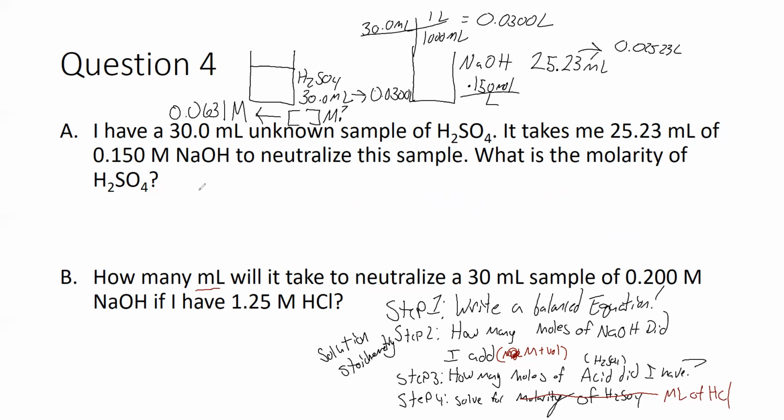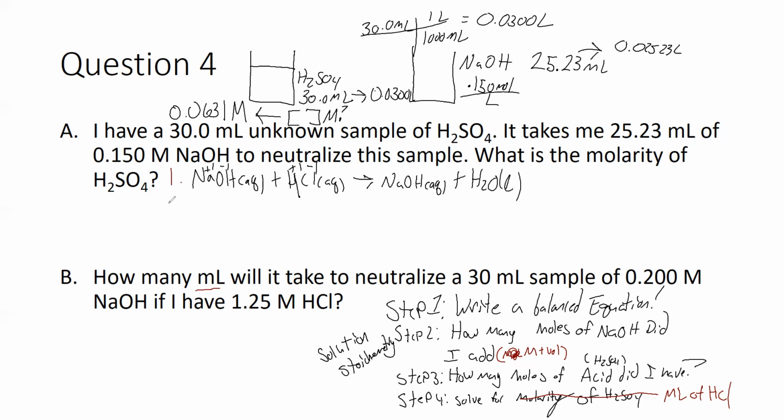So step 1, write a balanced equation. NaOH aqueous plus HCl aqueous makes sodium chloride aqueous plus H2O liquid. Everything's balanced 1 to 1. You can look at the charges. Everything is +1, -1. So no need to mess with any coefficients. So that's step 1. What is my balanced equation?